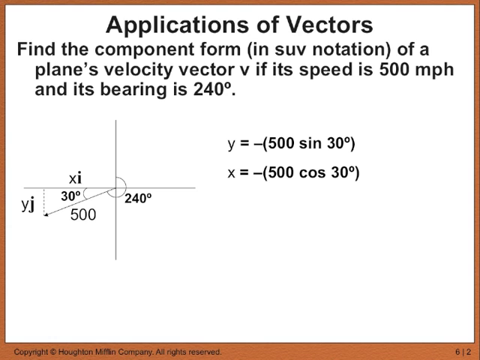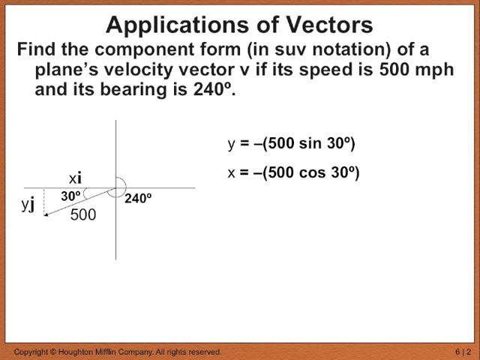The reason for putting the negative for both y and x is that the horizontal component is negative. That's because it's going to the left. It's going west. And the vertical component is also negative because it's going down. It's going south. By definition, when we're dealing with horizontal, negative is left and positive is right. And when we're dealing with vertical, negative is down and positive is up. So that's why we have the negative signs here.